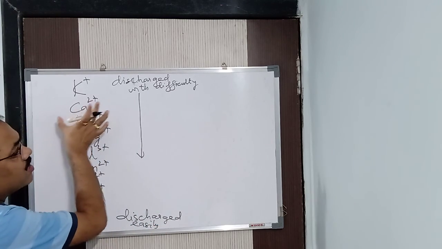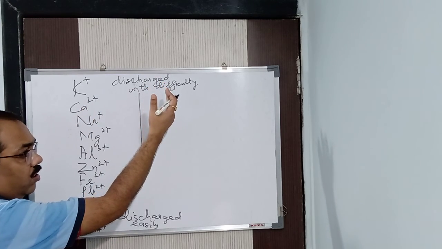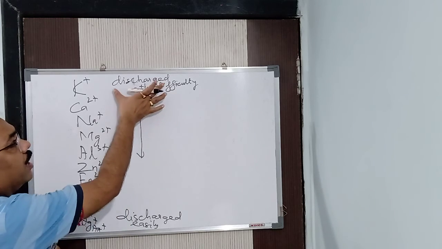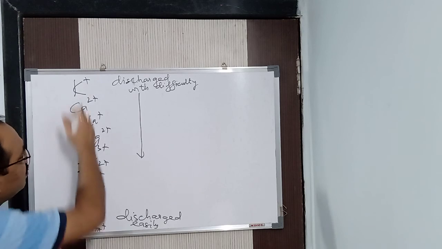And the one which is discharged with difficulty is ionized but is not discharged at the respective electrode. That means it is kept at the top of the series. Clear? So what we find, this is for the positive ions.